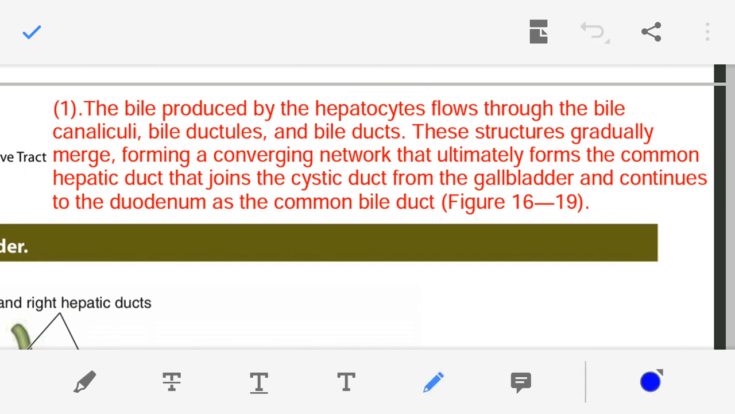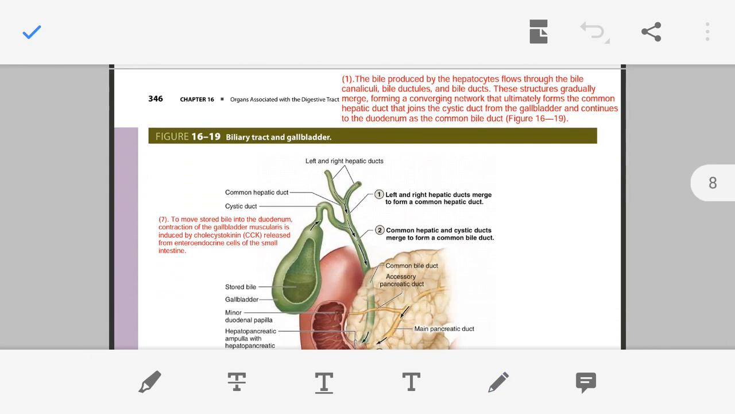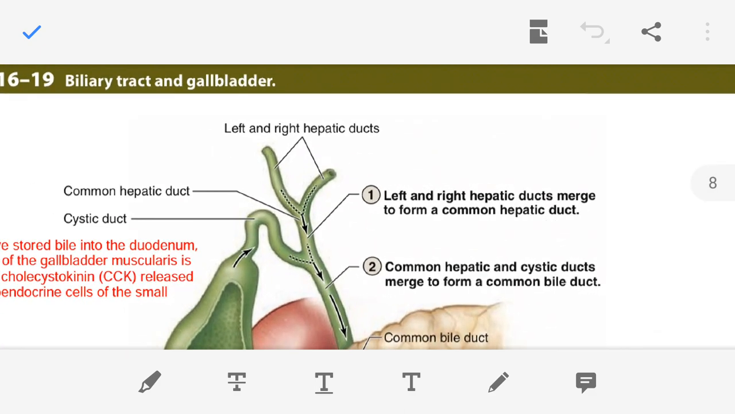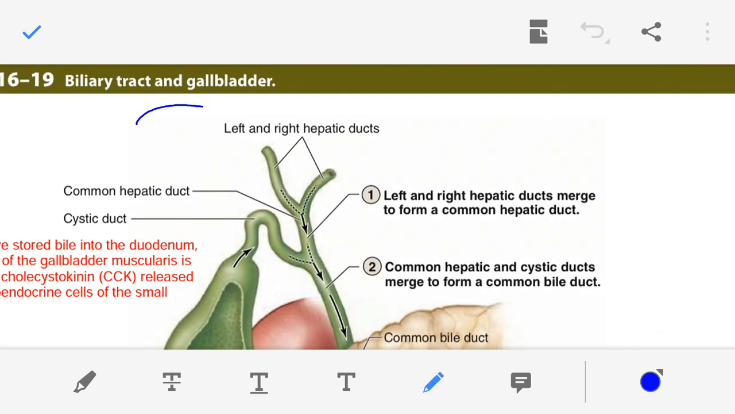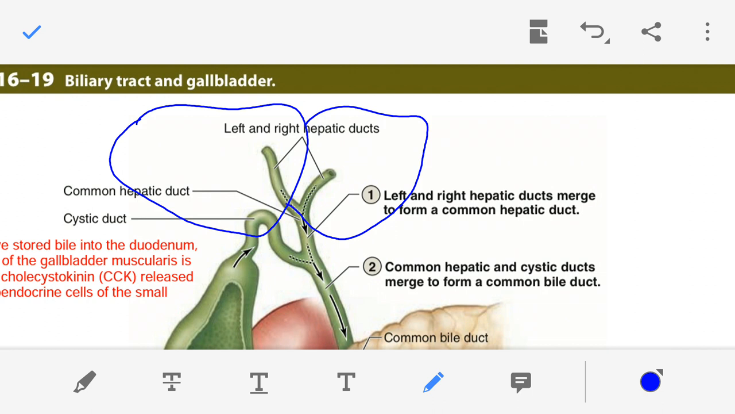From the hepatocyte, bile enters into the canaliculi. Canaliculi open into bile ductules, and bile ductules open into the bile ducts. Now, here I am drawing two lobes of the liver. This is the right lobe, and this one is the left lobe.